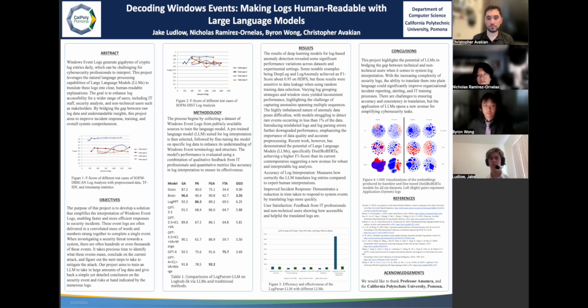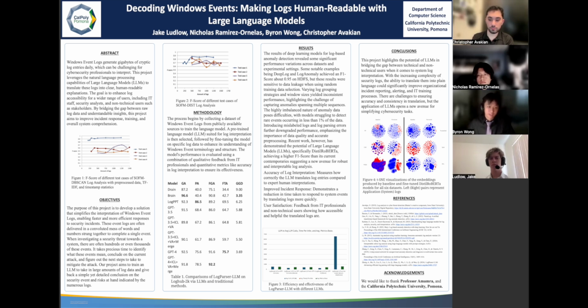As for our results, deep learning models such as DeepLog and LogAnomaly have demonstrated promising results in log-based anomaly detection, achieving F1 scores around 0.95 on datasets like HDFS. However, these models are highly sensitive to data leakage, especially when random training data selection is used, and their performance varies with different log grouping strategies and window sizes, making it challenging to capture anomalies across multiple sequences.